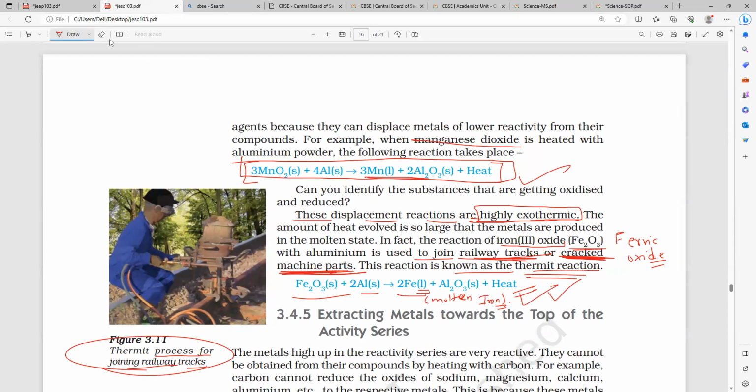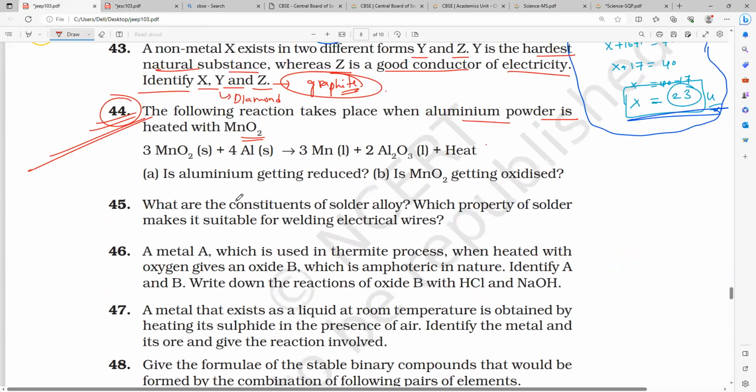Now, they are asking for the substance oxidized and the substance reduced. So check it, everybody. MnO2 turns into Mn. Tell me, is it getting reduced or oxidized? Anybody? Is MnO2 getting reduced or oxidized? Reduced. Understanding? Next, aluminum is going to be turned into aluminum oxide. What is this? Oxidation. Aluminum is oxidized.